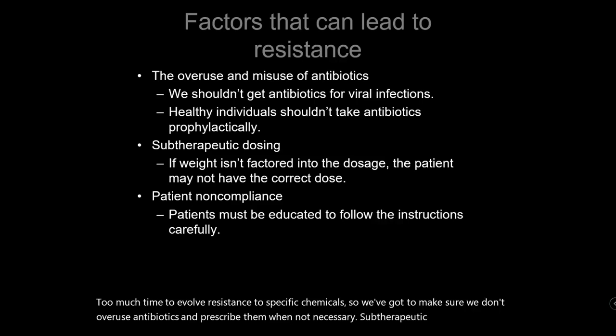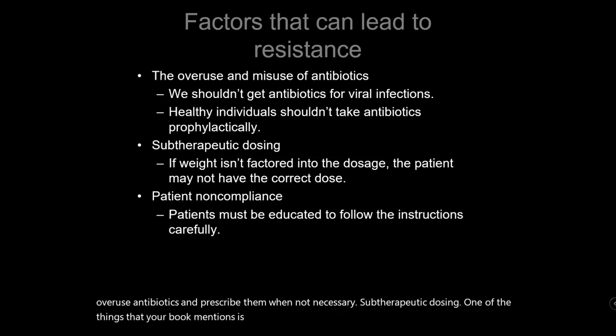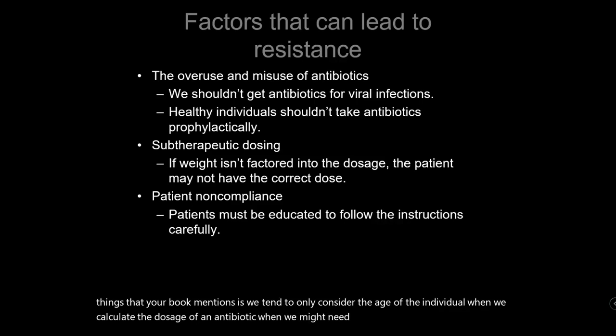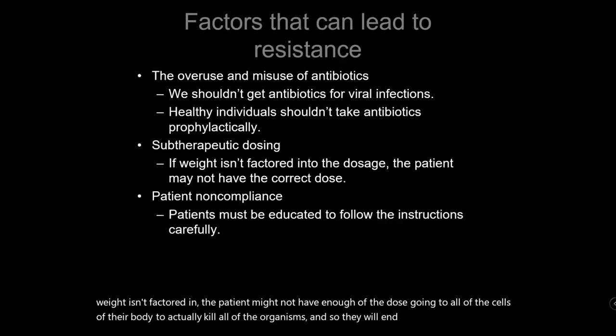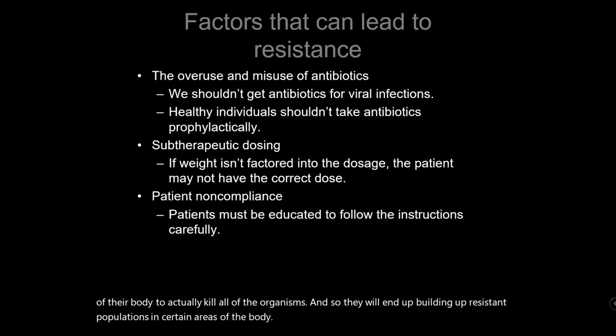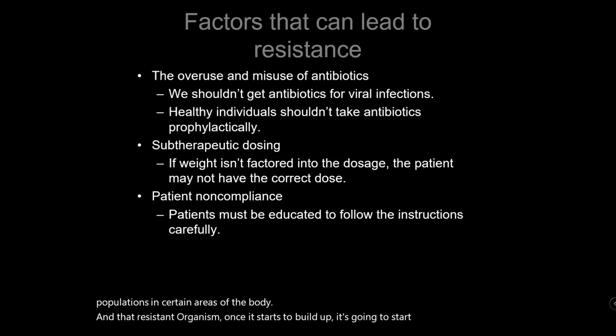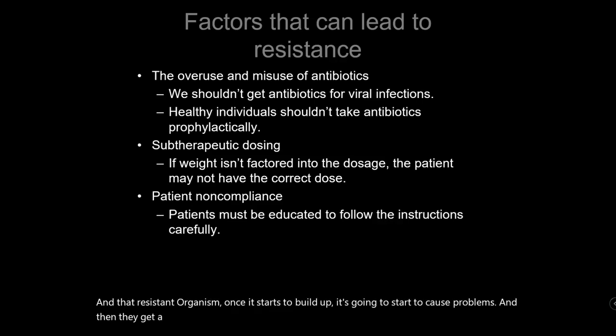Subtherapeutic dosing, one of the things that your book mentions is we tend to only consider the age of the individual when we calculate the dosage of an antibiotic, when we might need to consider things like weight. And if weight isn't factored in, the patient might not have enough of the dose going to all of the cells of their body to actually kill all of the organisms, and so they will end up building up resistant populations in certain areas of the body. And that resistant organism, once it starts to build up, it's going to start to cause problems, and then they get a resistant infection.